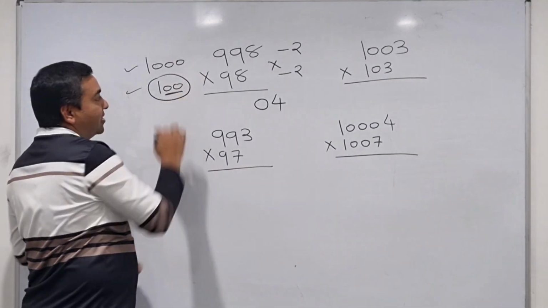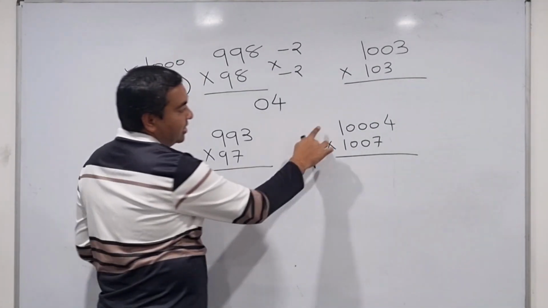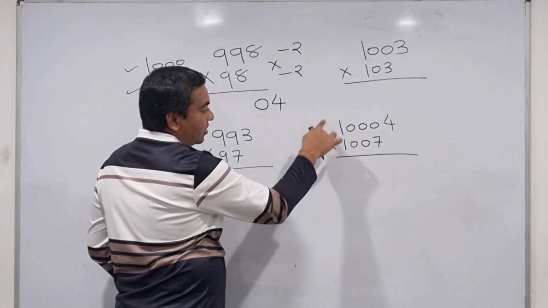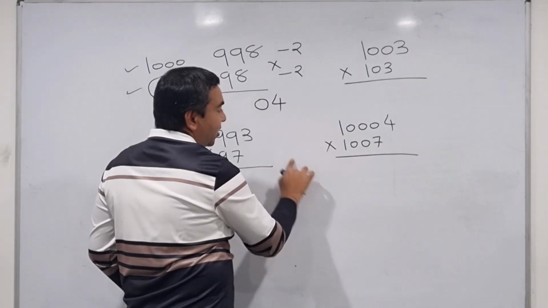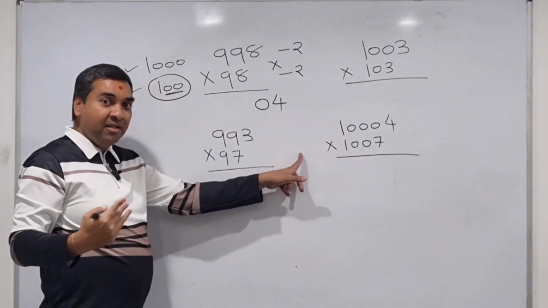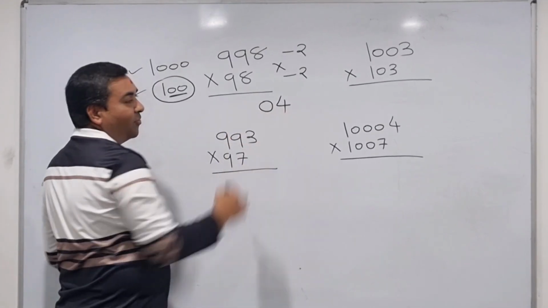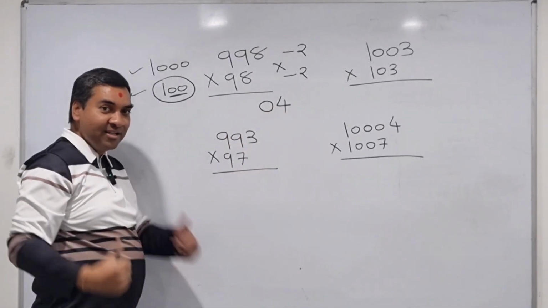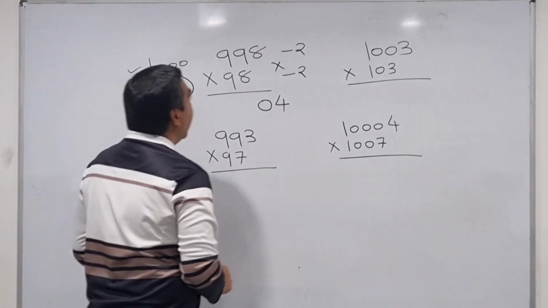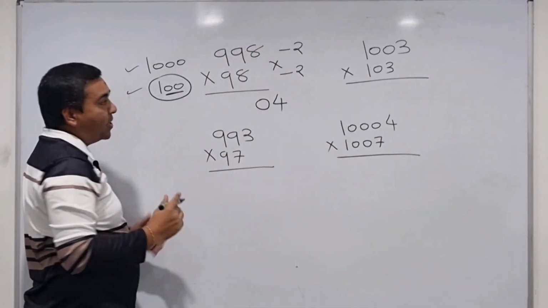If my smallest base were 1000, like this is 10,000 and this is 1000, then I need a 3-digit number, so I can write 004 like that. Is it good so far? All right. Now I consider the bigger number.